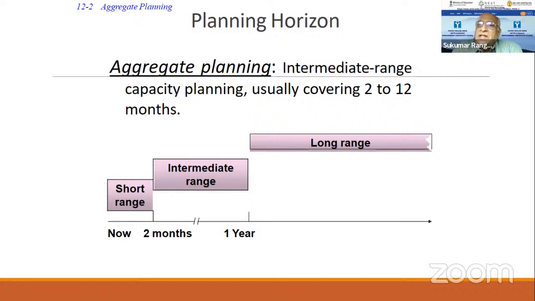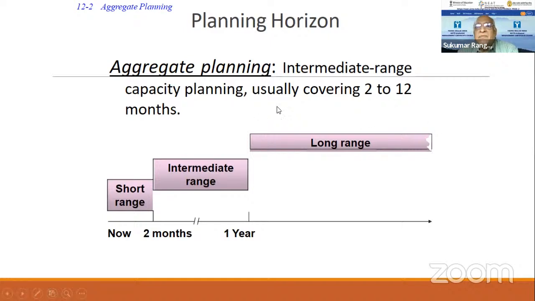And keep revising these plans at the end of every month again. So now one or two months is the short range of planning, and for the year is an intermediate range. And anything above the year, let us say 2 years, 3 years, maximum let us say 5 years, nobody can see beyond that, is long range planning.